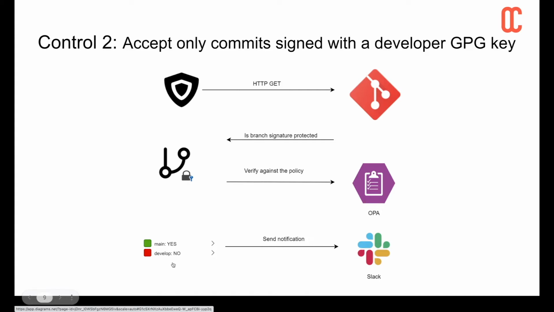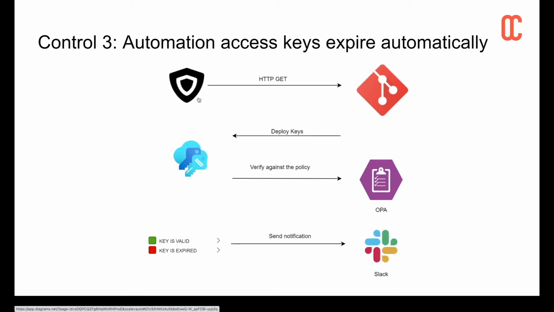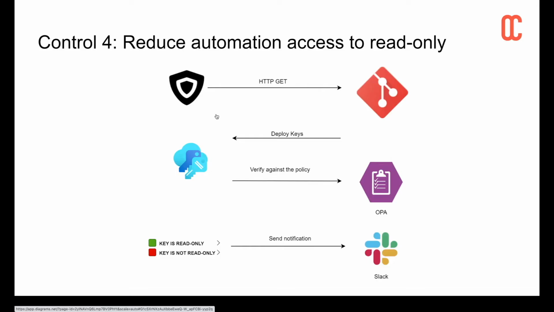In control 3, the application fetches from the API the deployment keys of the repository, and then it passes their metadata to the OPA policy where it checks if the keys are expired or not. Then we send that result to Slack. Control 4 looks similar to control 3 because it calls the same endpoint to fetch the deployment keys of the repository, and then it passes their metadata to the OPA policy to check if the keys are read-only or not. Then the application sends that result to Slack.